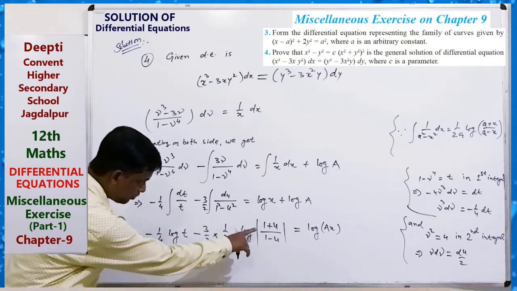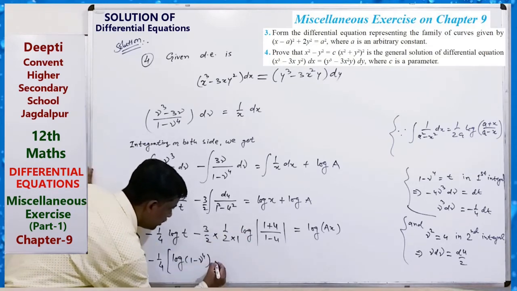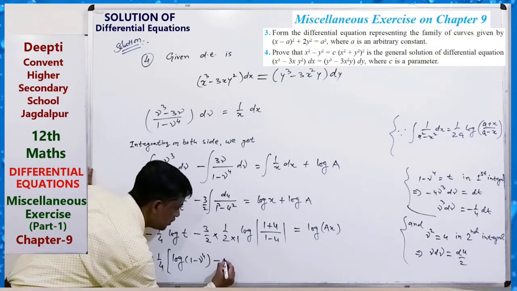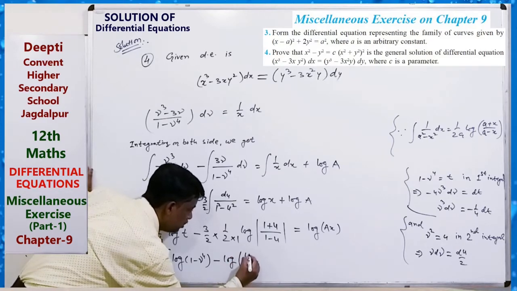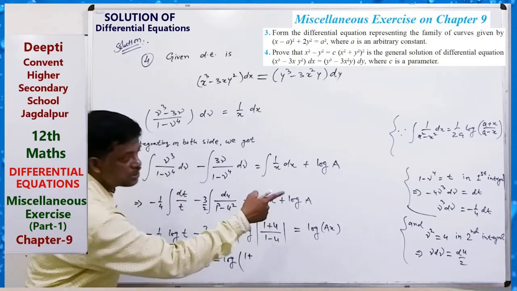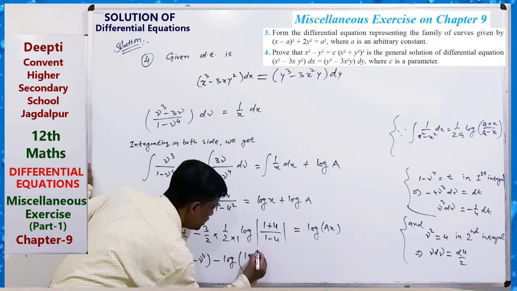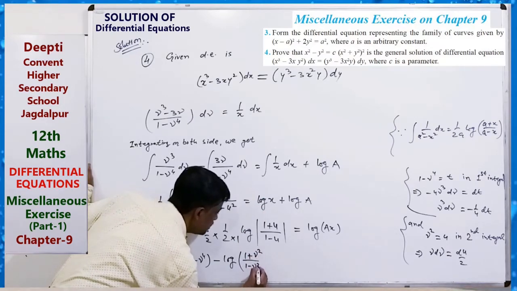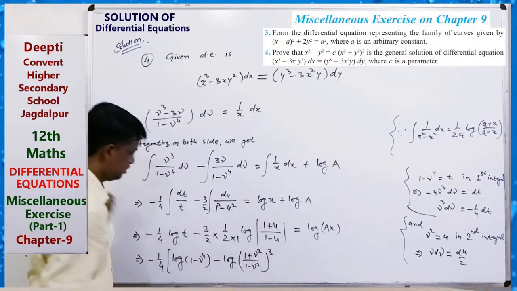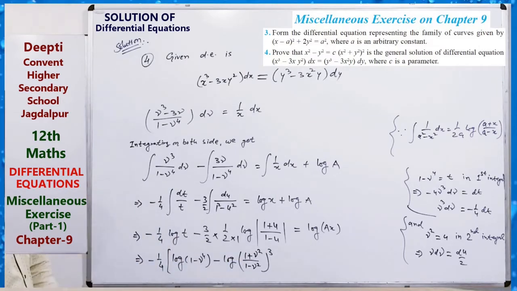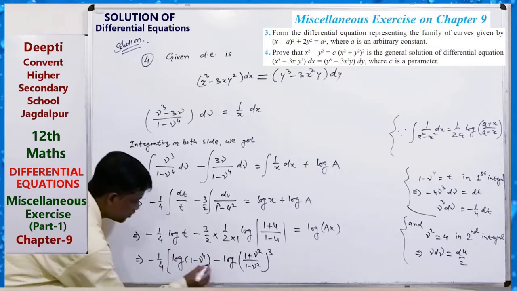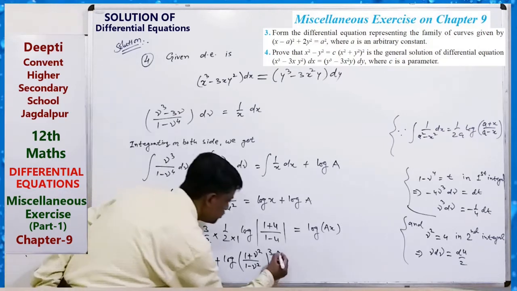And 3 minus log of 1 plus u means v square, v square upon 1 minus v square power 3. Here minus this 3. Okay. So now both are minus. So minus common, this is equal to log of ax.